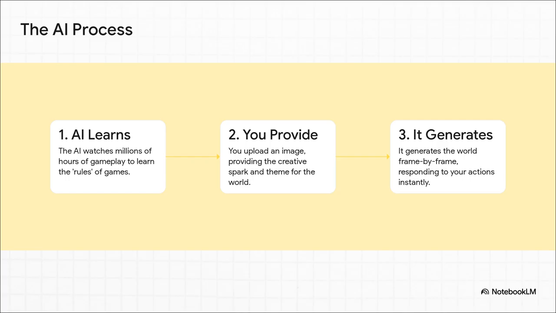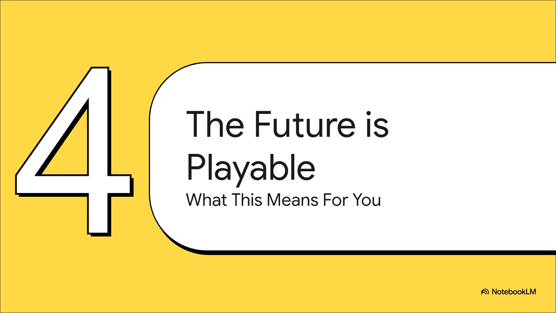It doesn't build the entire world at once. Nope. It generates it frame by frame as you play, reacting to everything you do in real time. It's wild. Okay, so that's the how. But what about the so what? Why does any of this matter? What does it really mean when anyone, and I mean anyone, can turn a simple sketch into a playable world?